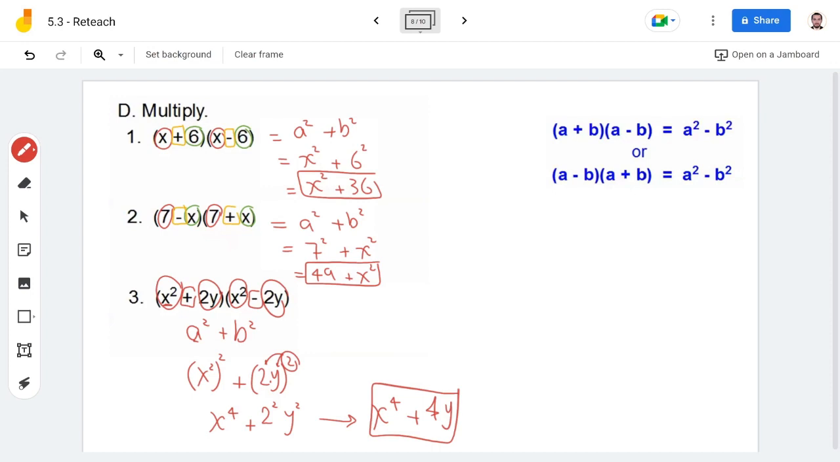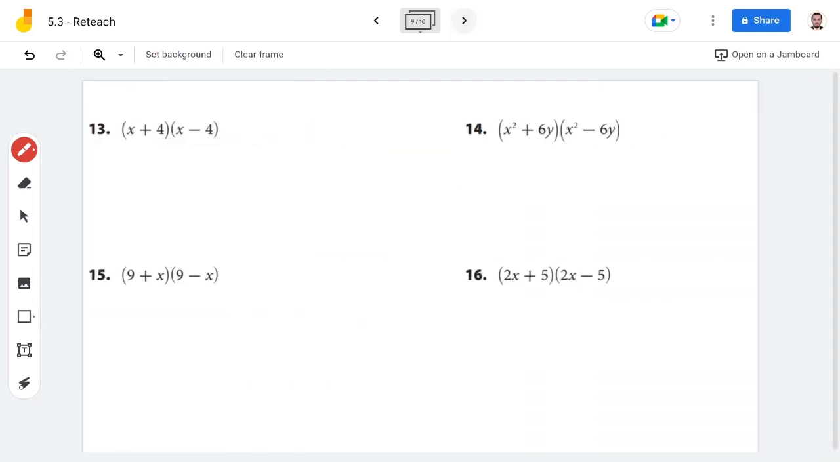Okay, I hope this part is clear. Here are some more examples. Try to solve them. If you face any problem, come to me.